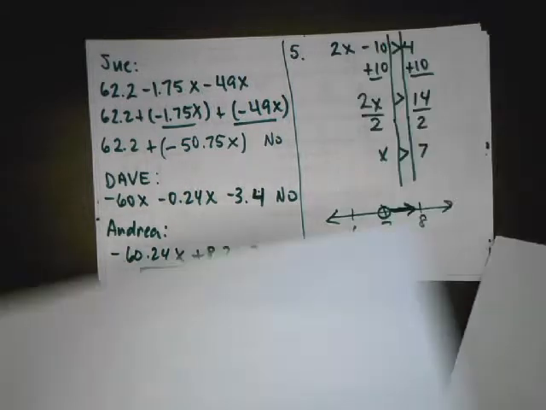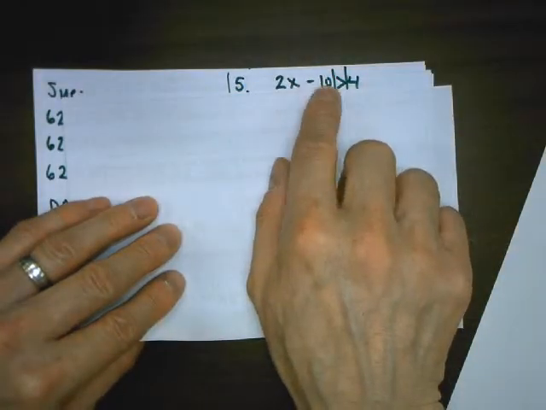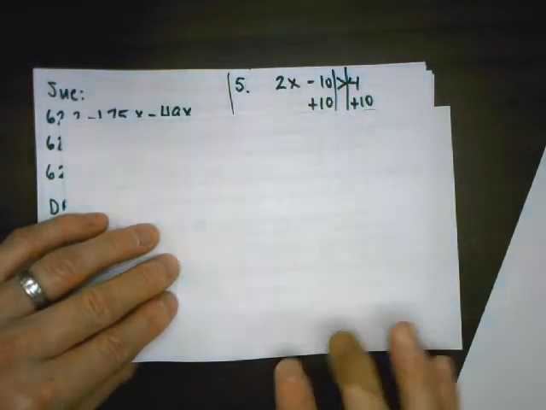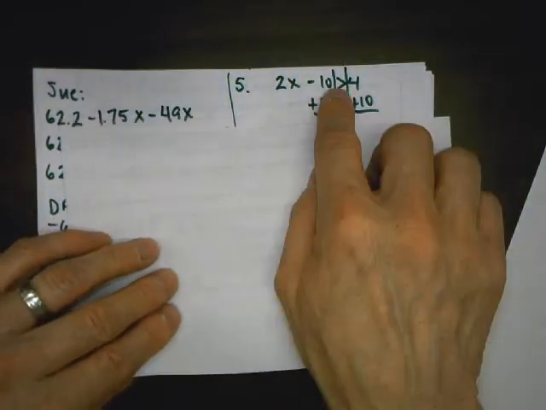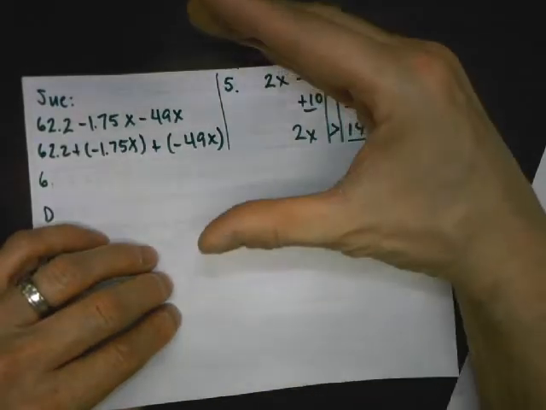Okay, so next, number 5. We have this inequality. We're going to solve this by working farthest away from the variable. The inverse operation of negative 10 is to add 10 to both sides. Remember, we only reverse the inequality when we multiply or divide by a negative, so I don't reverse the inequality. I leave it pointing the same direction.